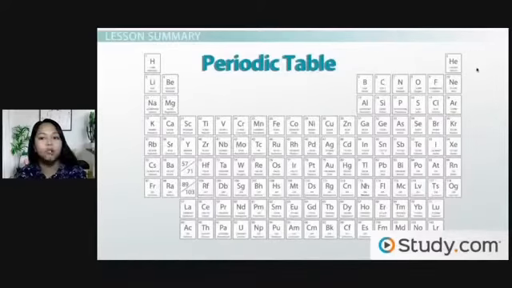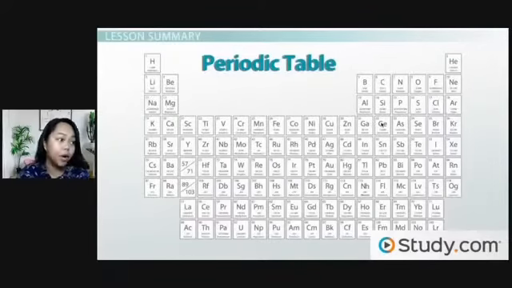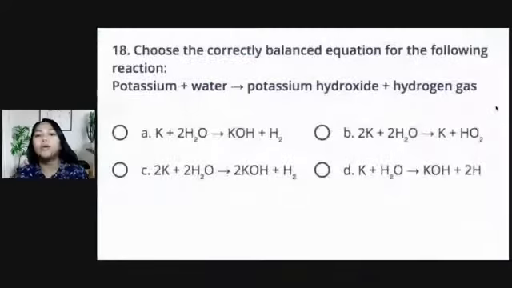So period 1 mo would only be hydrogen and helium. Period 2 would be lithium until neon. Period 3 is sodium until argon. Okay? Period 4 is potassium until krypton. Okay? So again, your energy shell would depend on your period number. Valence electrons would depend on your group number. Okay? Group number. All right, we move on.